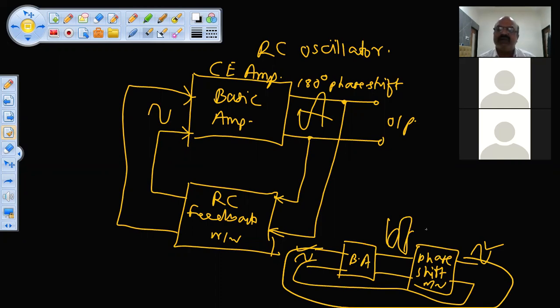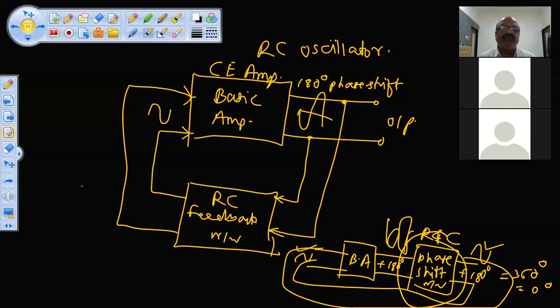This phase shifting network consists of R and C, resistance and capacitance. They will provide you an additional 180 degrees phase shift. Here plus 180 degrees, phase shift is already there. Here plus 180 degrees. So it becomes totally 360 degrees phase shift, meaning 0 degrees. So the same signal you get. There is no phase shift between the output signal from the phase shift network and the input signal. They are in the same phase, so we call it positive feedback. So this is the basic theory, one way you can achieve it by adding a phase shift network.